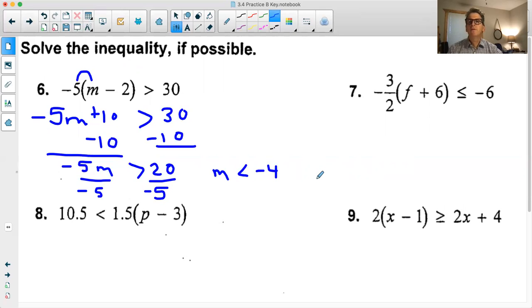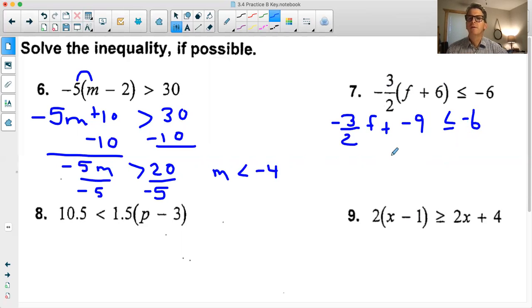Moving on to number 7. Negative 3 halves times F, plus negative 3 halves times 6, where the 2 and the 6 would cancel. You'd have 3 left over. 3 times 3 is 9, and it would be a negative 9. Less than or equal to negative 6.